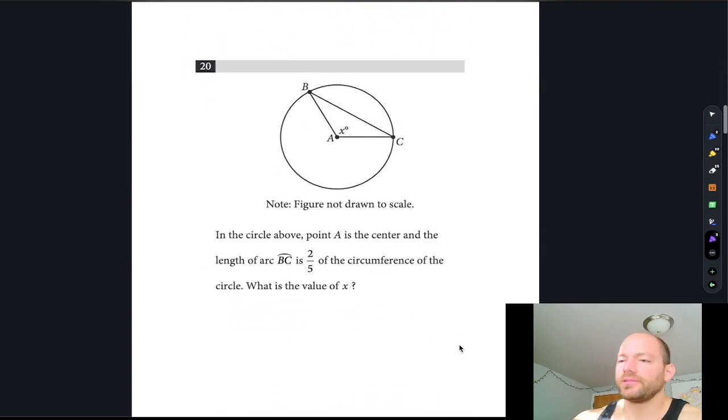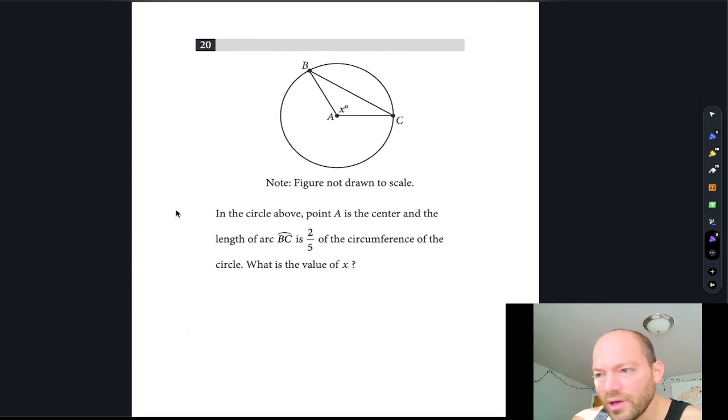What else we got here? So we're still on a sector of a circle situation, right? We still have the sector mark. Notice how much they love that, this part of the whole, the slice of the pie situation. This time they're telling us not drawn to scale, but whatever, I'm not scared of that. In the circle above, point A is the center. And the length of arc BC is 2/5 of the circumference of the circle. What is the value of x?